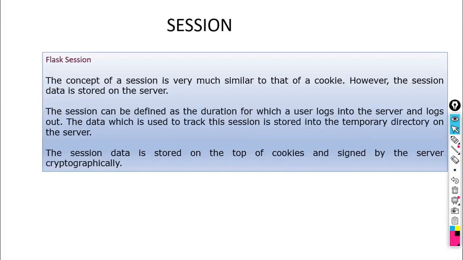For cookies we can store the expiry date and expiry time. For a session, it expires when the user logs out. The data used to track this session is stored in a temporary directory on the server. The session data is stored on top of the cookies and signed cryptographically by the server. Let us see some examples of this.